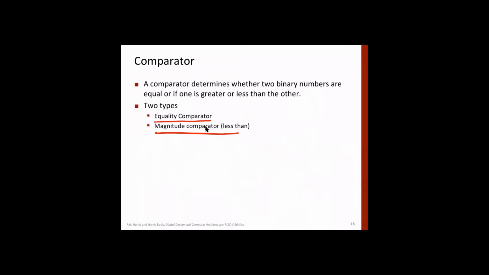Comparator is when we compare two binary numbers, right? So we have two types of comparator, either equality comparator or magnitude comparator. Equality means when A is equal to B, then the output of the comparator will be 1, otherwise 0. The second kind of comparator is where we have operations like if A is less than B, then the output is 1, else the output is 0.